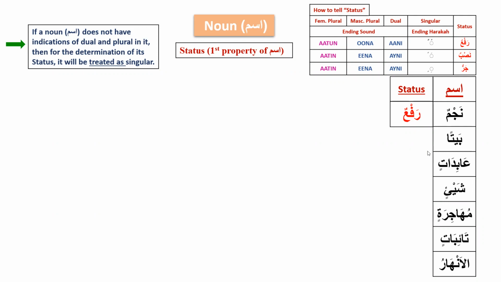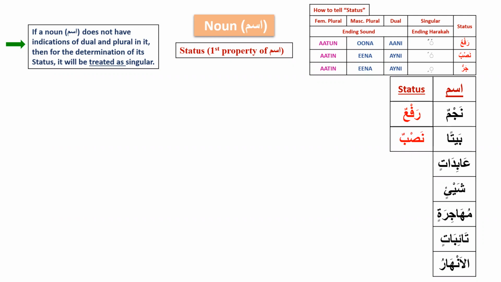So baitan, do you see any sign of dual here, Brother Tabriz? No. So the rules of dual won't apply. Do you see any signs of masculine plural? No. So the rules of masculine plural won't apply either. Do you see any signs of feminine plural? No. So feminine plural rules won't apply either. So we would treat it as singular and apply the rules of the second column here. What do you determine? It's nasab. Excellent, it's nasab. By the way, do you know what baitan means?